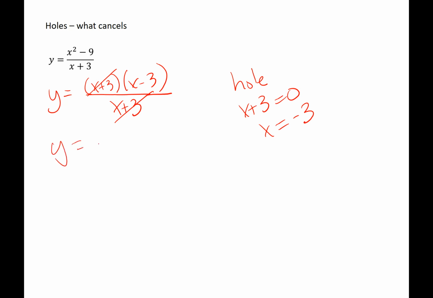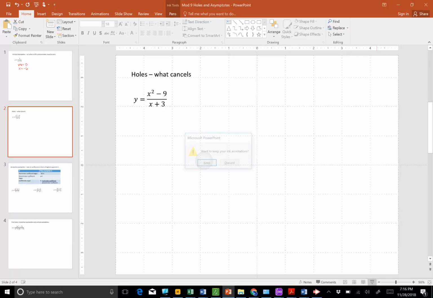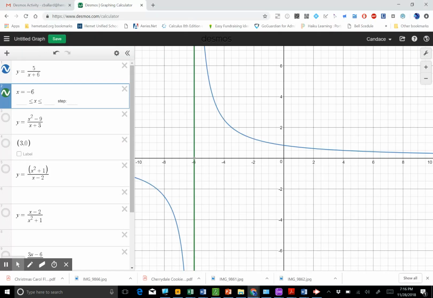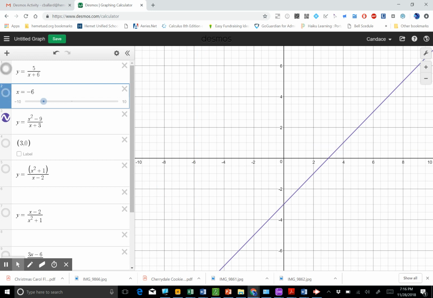And if you notice, when you simplify this, you get y equals x minus 3. So this is a picture of a line that should have a hole at -3. Unfortunately, when we look at the picture, I think I made my hole in the wrong spot. I'm going to turn off. So here's the picture of that graph, right? We have the same thing we had in the graph there.